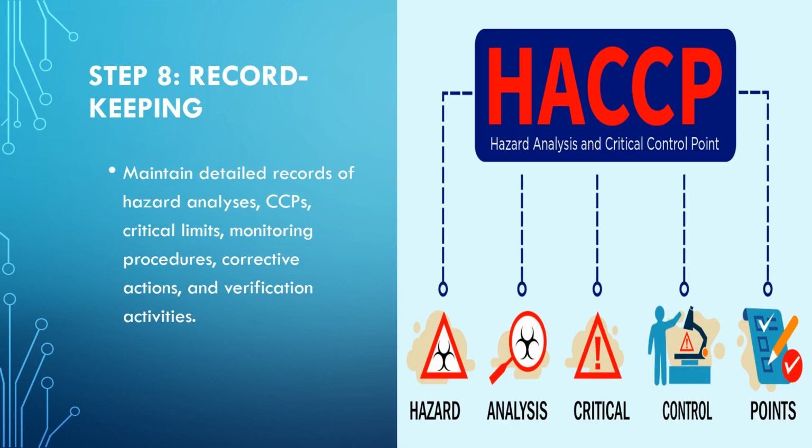Last but not least is record keeping, maintaining documentation and records. Now, maintain detailed documentation and records of your HACCP plans, including hazard analysis, CCPs, critical limits, monitoring procedures, corrective actions, and verification activities.